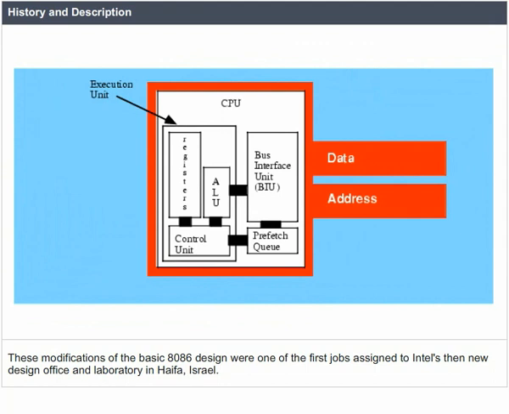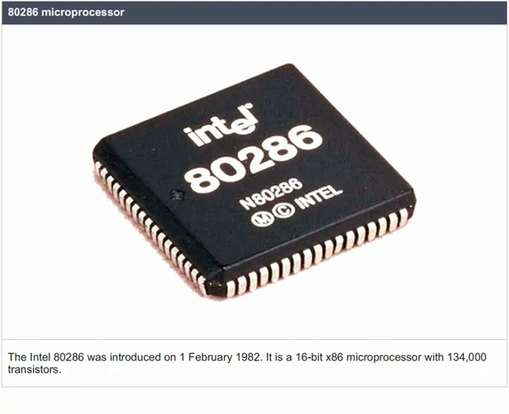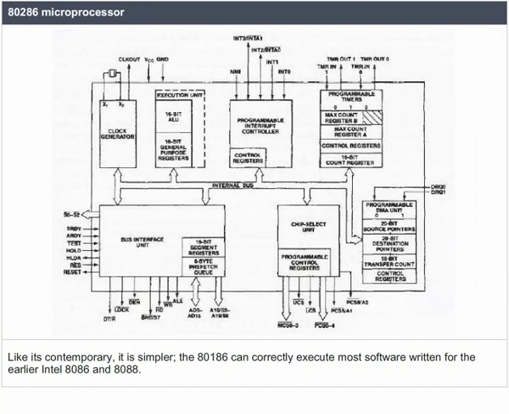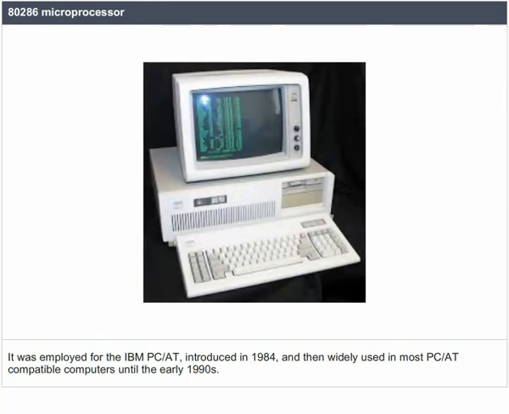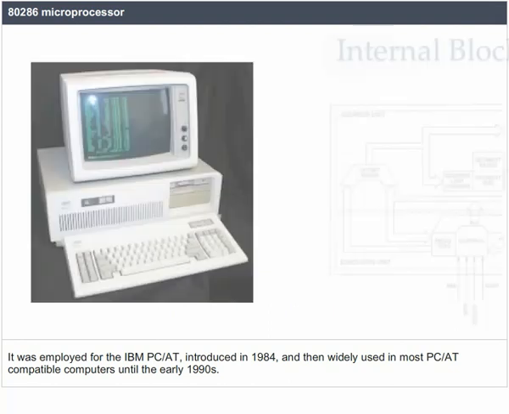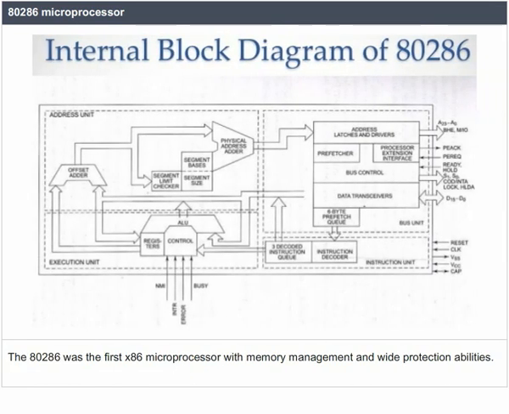The Intel 80286 was introduced on 1 February 1982. It is a 16-bit x86 microprocessor with 134,000 transistors. Like its contemporary, the 80186, it can correctly execute most software written for the earlier Intel 8086 and 8088. It was employed for the IBM PC AT introduced in 1984 and then widely used in most PC AT-compatible computers until the early 1990s. The 80286 was the first x86 microprocessor with memory management and wide protection abilities.